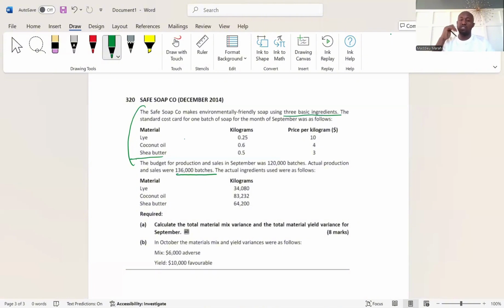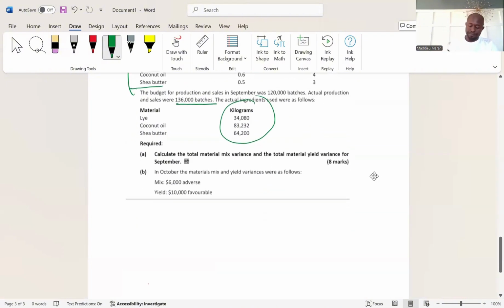The actual ingredients used were as follows. We have our actual figures. I told you our actual figures will always be given to you. Now, I'm faced with this question. I have to calculate my material mix variance and my material yield variance. I'll calculate individually per ingredient and the total material mix variance, okay?